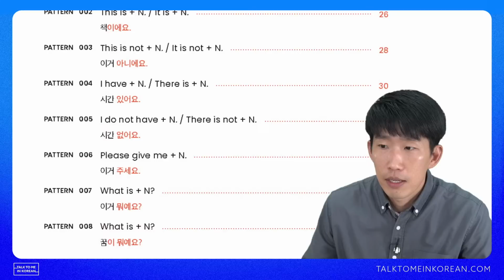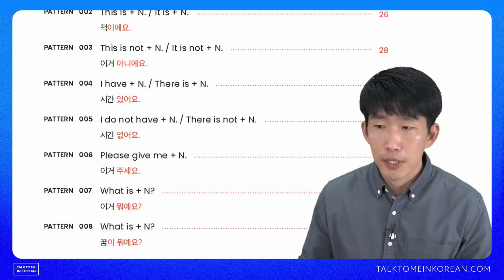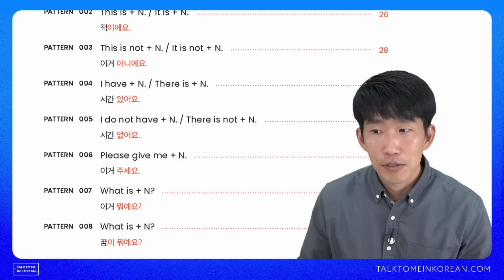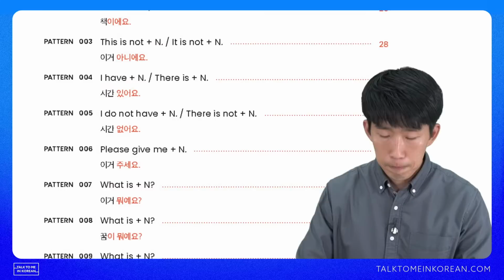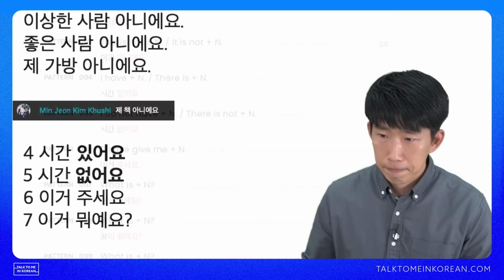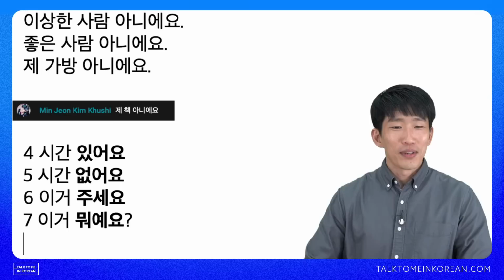So you can ask for many things. Please give me 물 주세요, 커피 주세요. 이거 뭐예요? What is this? What is so-and-so? So, let me write over here. 이거 주세요. 이거 뭐예요? Like that. 주세요. 뭐예요? 주먹밥 주세요. 용돈 주세요. Great.